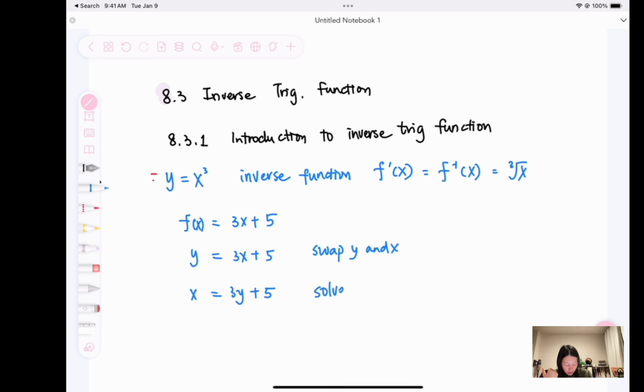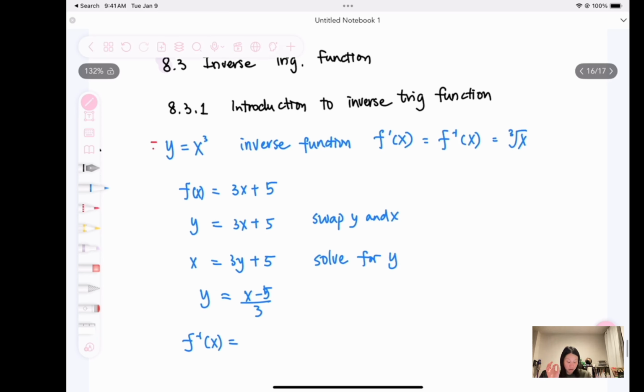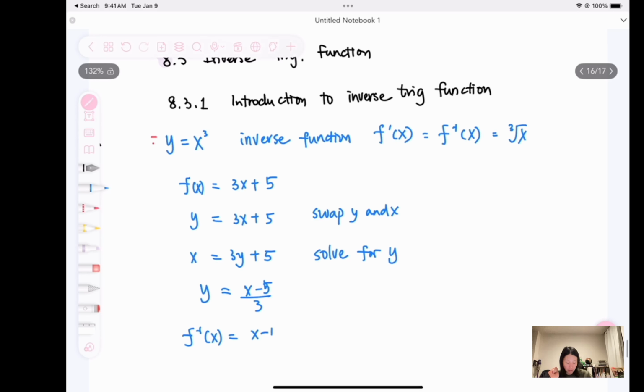And then the next step is to solve for y. We want to write the function as y equals something. After you solve that, you will get y equals (x minus 5) over 3. And then you would rewrite this, because this is already your inverse function. So f inverse of x equals (x minus 5) over 3. That's a very quick review of what an inverse function is.